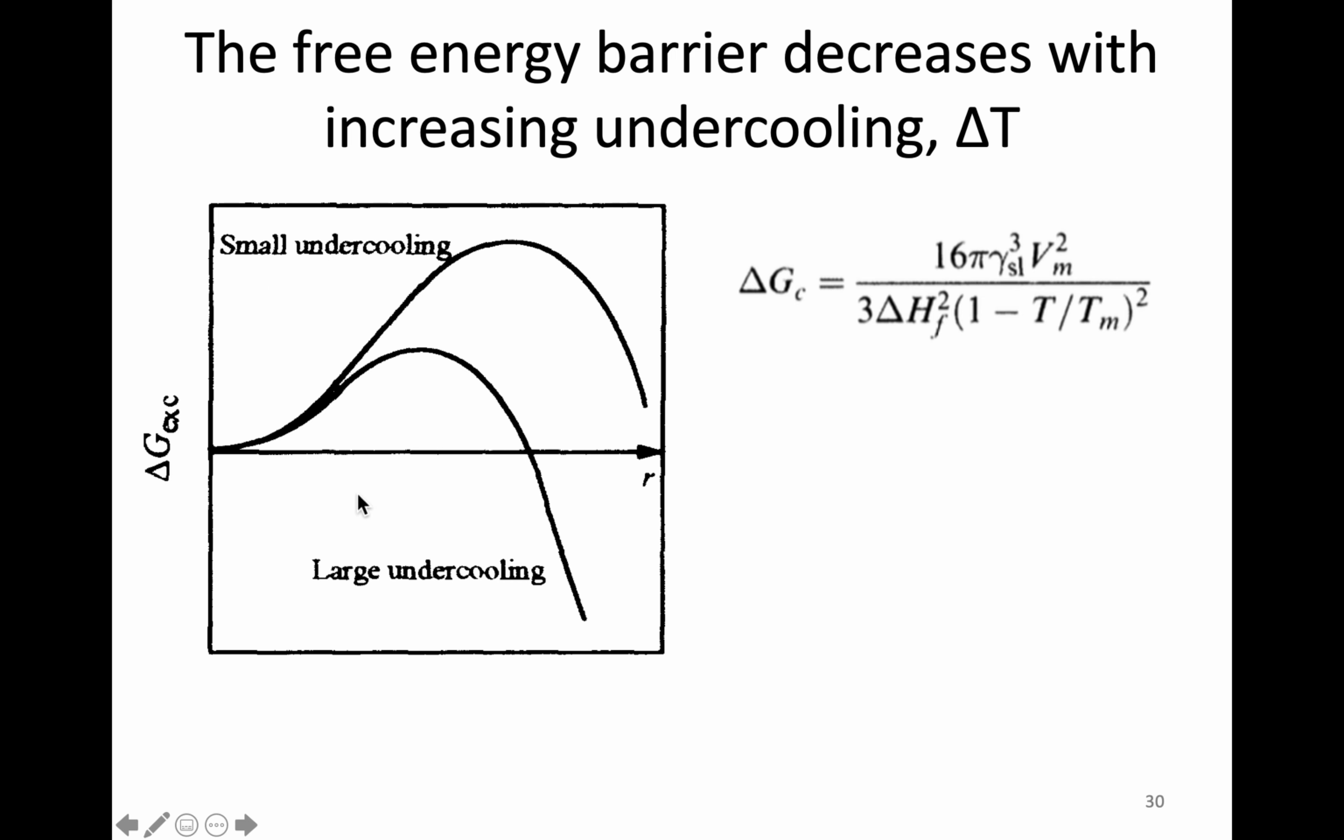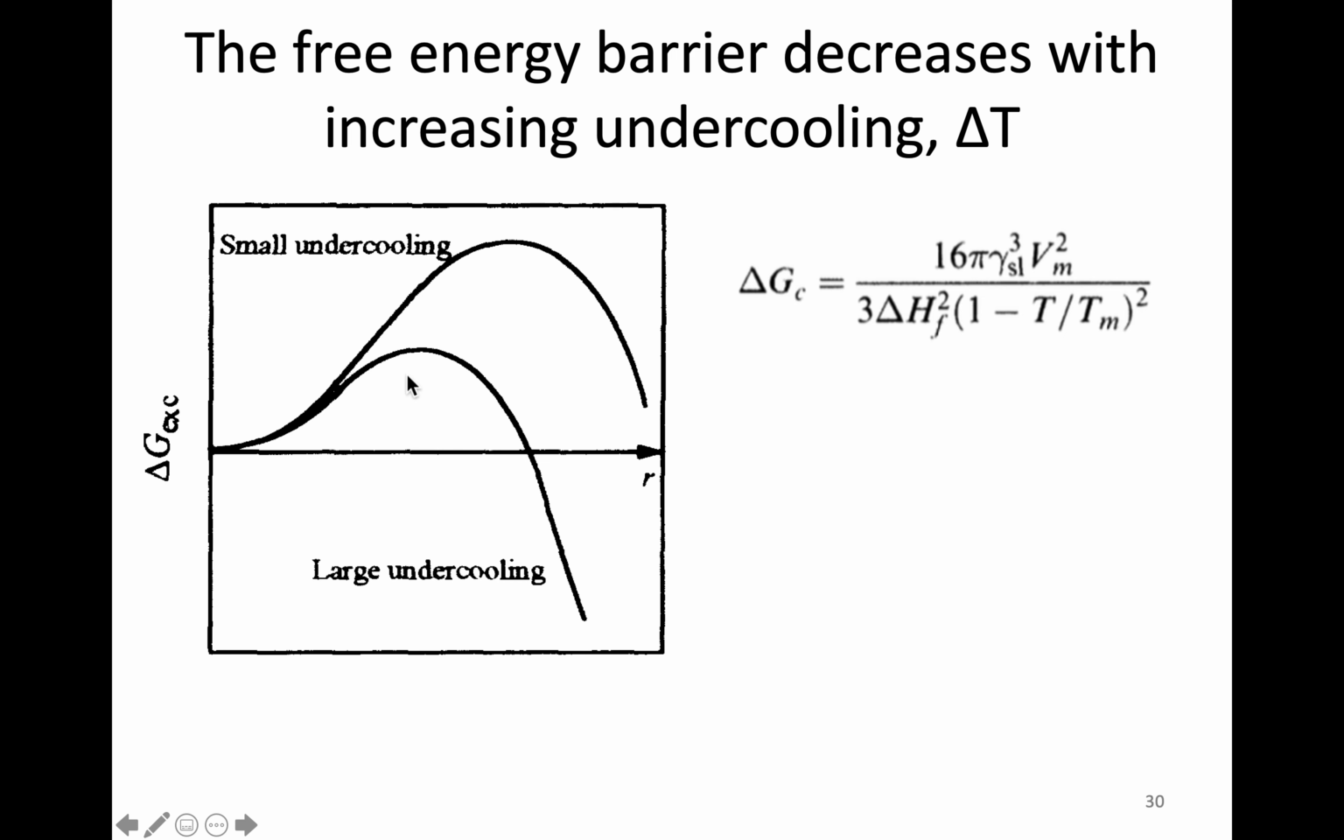So what we see is that undercooling has an effect on the shape. For small undercoolings, the critical radius is quite large and the energy barrier is high, right? Because this is the positive axis. So it takes a lot of energy.